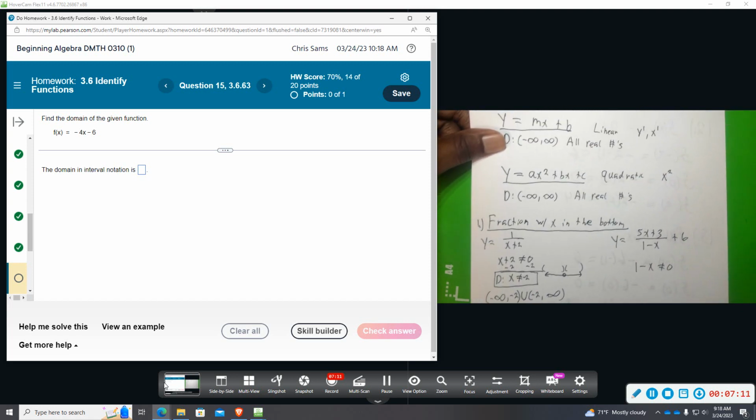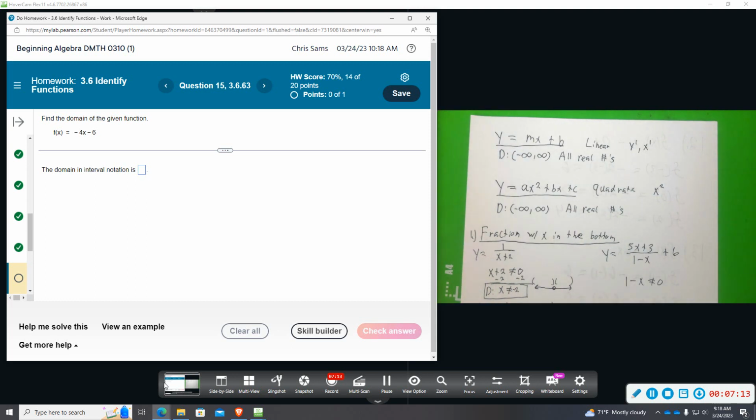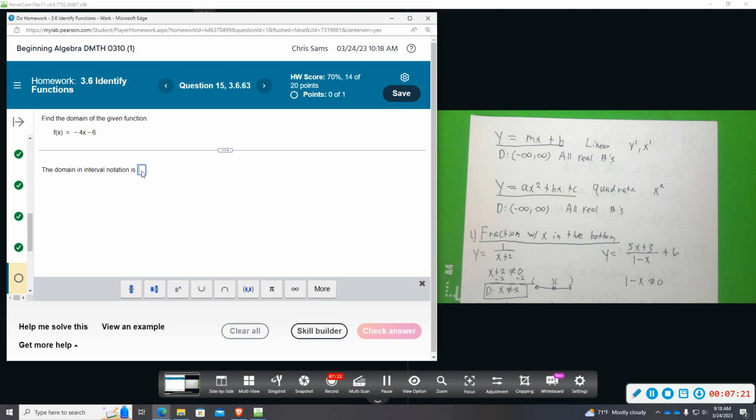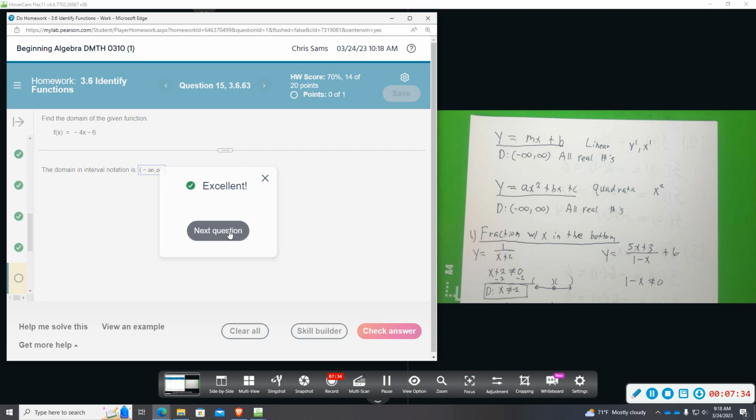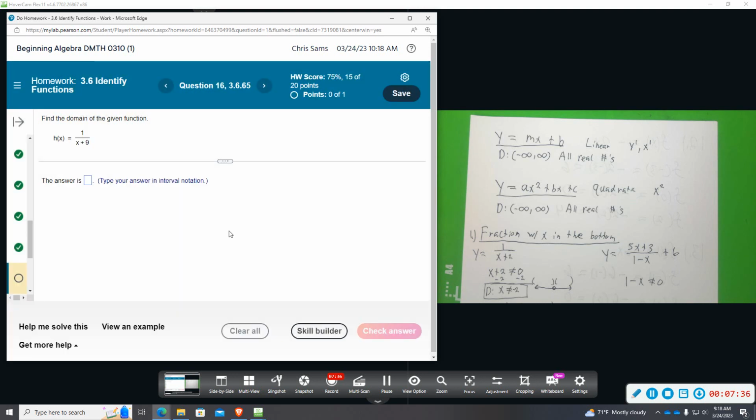So with the function that we are given, there are no issues. We don't have a fraction, we don't have a square root, so the domain is going to be all real numbers, or negative infinity to positive infinity. Okay, nothing that you have to solve. Now here is one that has an issue. It has that fraction in the bottom.